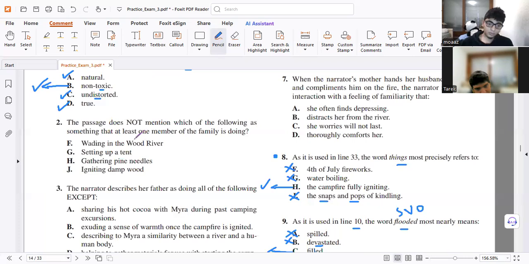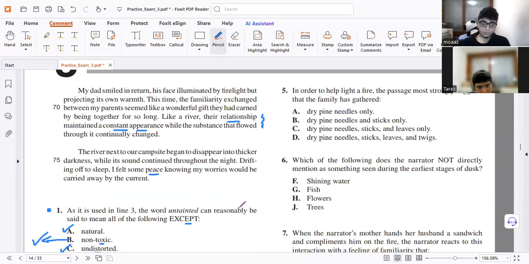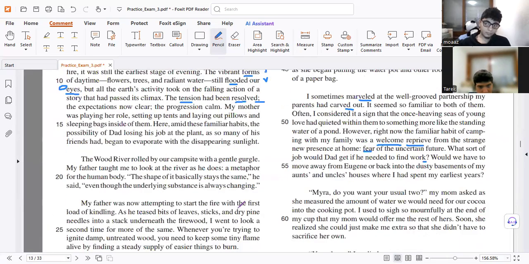Now we test the memory. Something that at least one of the family is doing. So what have they done? Gathering the pine needles, they were igniting, they were setting up everywhere. But waiting in the river, did it mention that? Now we test your memorization. They were waiting in the river? No. But the problem, where have you read the others? So that's why I read the beginning and the ends, but very quickly.